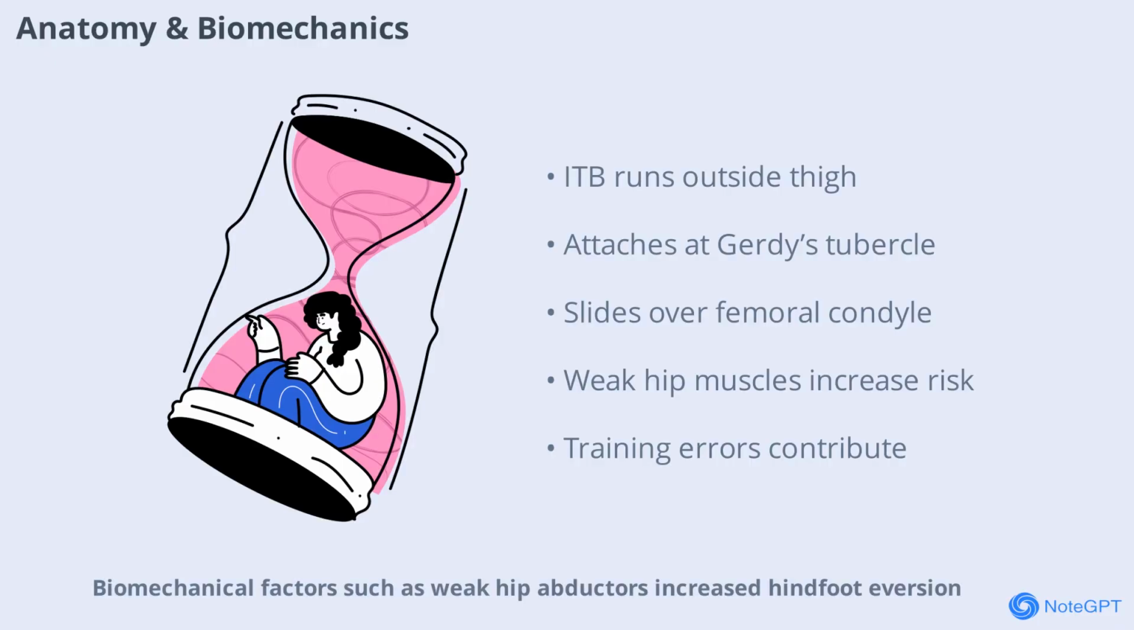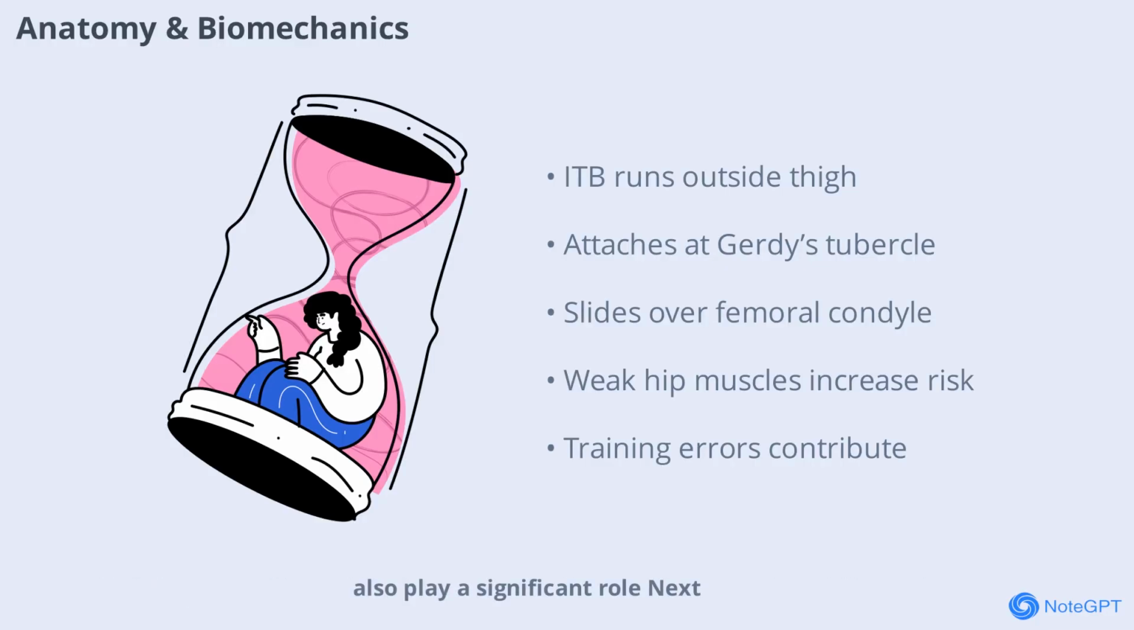Biomechanical factors such as weak hip abductors, increased hindfoot aversion, and excessive knee flexion during running can increase ITB compression. Training errors like sudden increases in mileage or frequent downhill running also play a significant role. Next, let's look at how ITBS is diagnosed and what symptoms to watch for.